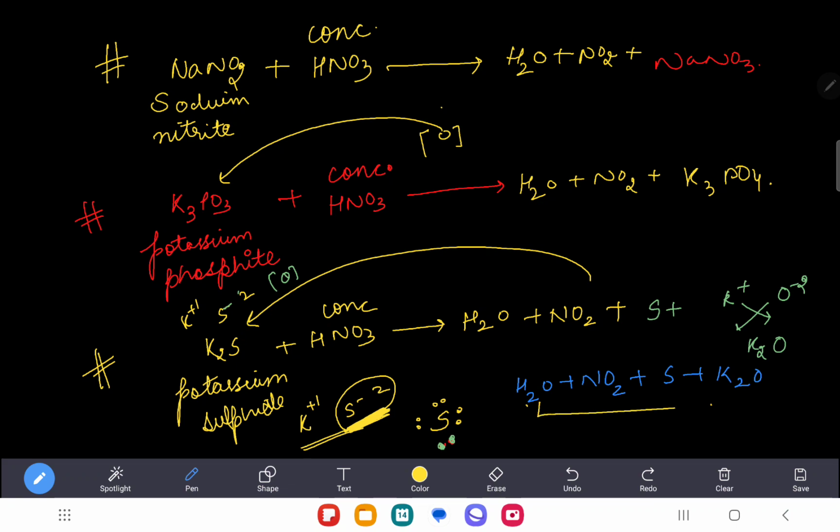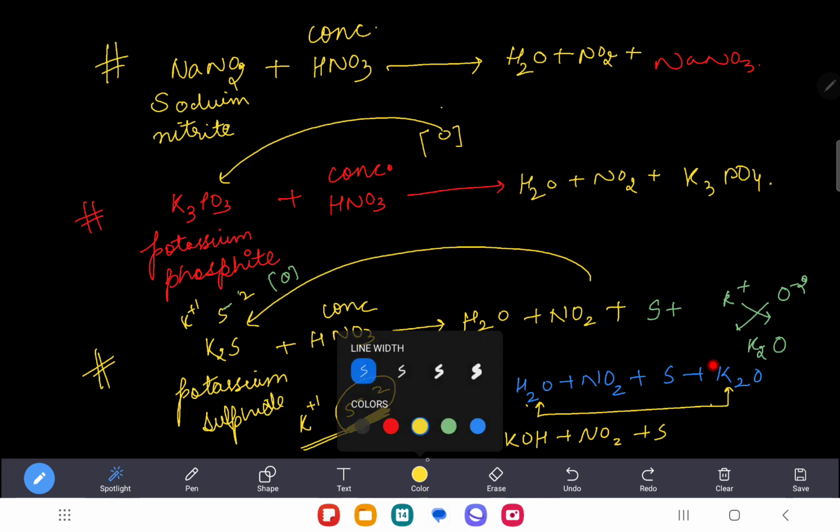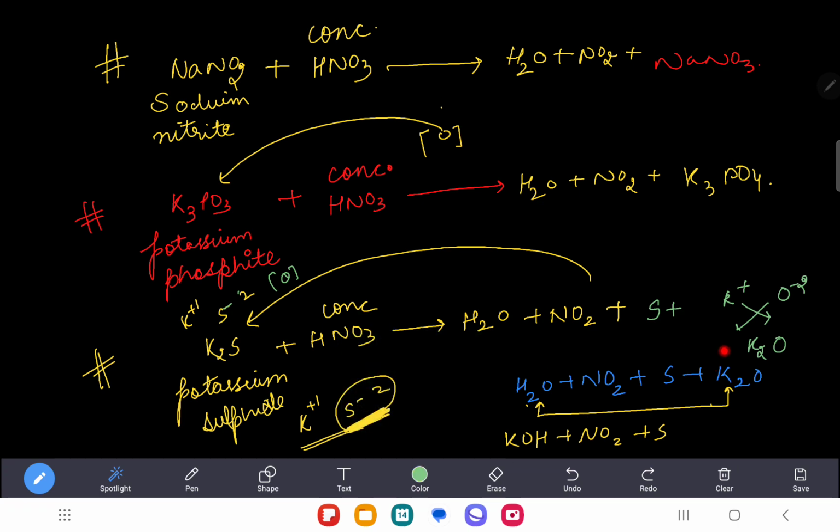And H2O shall combine with K2O to form, tell me. KOH. It's a metallic hydroxide. So KOH plus NO2 plus sulfur. Because any oxide will dissolve in water to form hydroxide. Yes or no? Yeah. So this is how the product shall be formed.